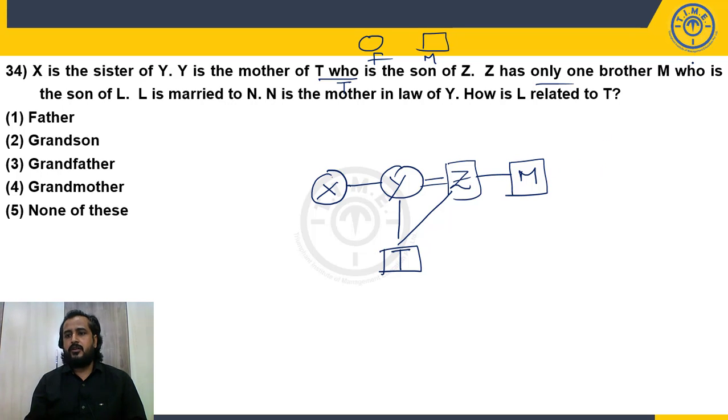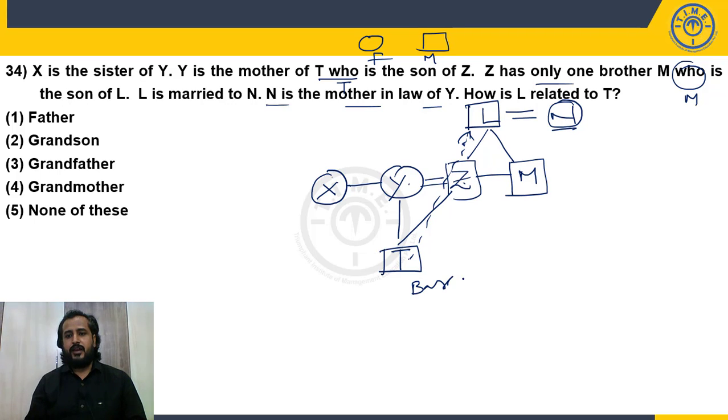We are talking about M. M is the son of L. So Z and M are the children of L. L is married to N. But we don't know the genders. But what is given? N is the mother-in-law of Y. Mother-in-law means spouse's mother. Y's spouse is Z. So Z's mother is N. So N is a female. When N is female, L will be a male. That's it. It is our family tree diagram. Now what is the given question? How is L related to T? So T is here. So L is a grandfather. L is the grandfather of T. Choice 3. L is the grandfather of T.